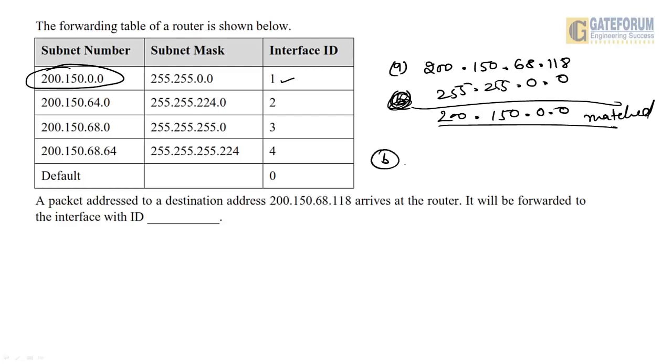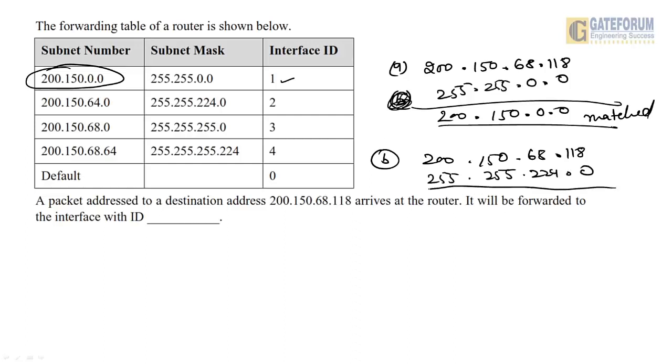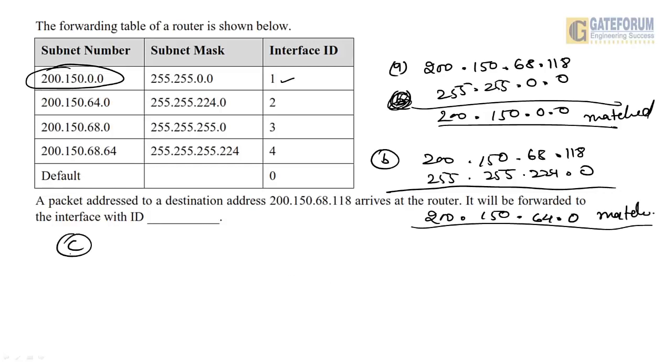Let's check with the second option, 200.150.68.118 and 255.255.224.0. You need to take the binary of these two segments, and then perform the AND operation between them. The AND operation gives you 200.150.64.0. So again it is matched. Let's transmit with C.